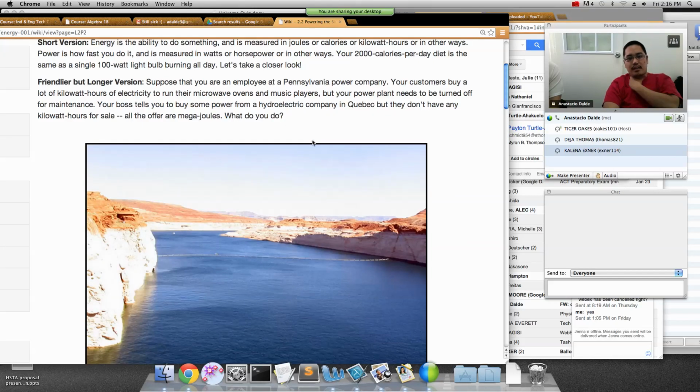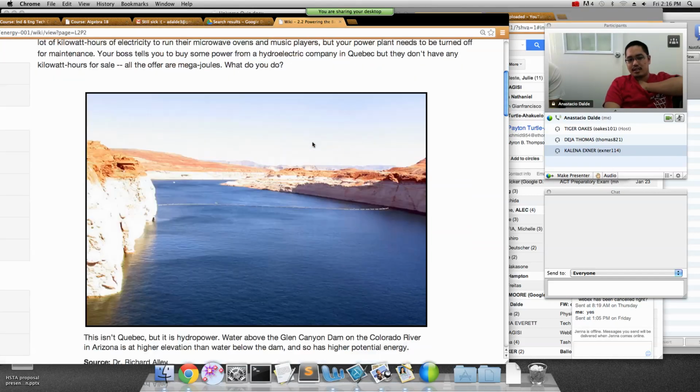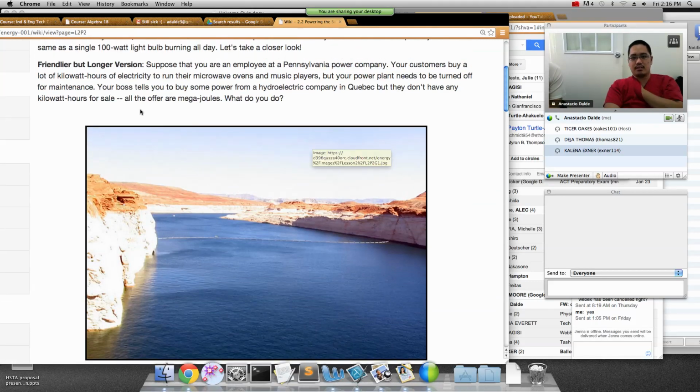So we talk about energy and its usefulness, and one of the nice things is, say that you're in charge of a power plant, and your power plant has to be turned off for maintenance. So you're going to call up Quebec, where they have hydroelectricity, and they're selling energy. But the problem is you measure things in kilowatt hours, and they offer megajoules. Well, what do you do? You just use the conversion that gets kilowatt hours to megajoules, and I'm not even going to go through the conversion because I promise you, no math.